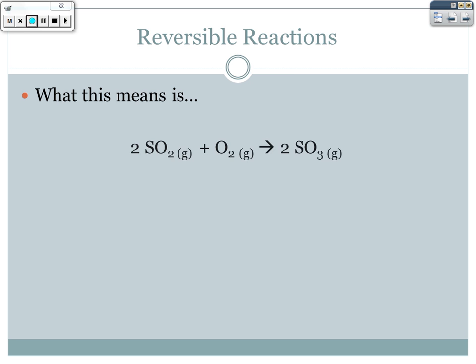What this means is that if I had an example of sulfur dioxide plus oxygen making sulfur trioxide, this reaction would be going in the forward direction, whereas we also would simultaneously have the reverse reaction of sulfur trioxide becoming sulfur dioxide and oxygen. So you have the forward and reverse reactions going at the same time.